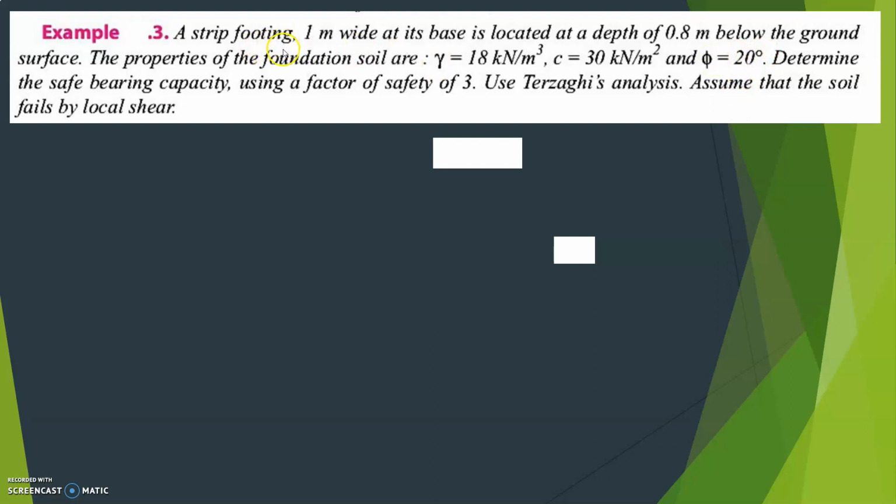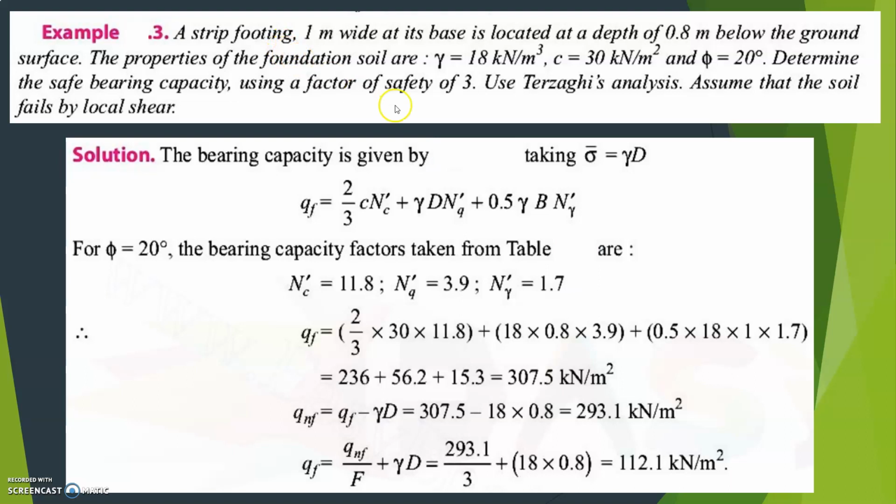And this is a strip footing. For the strip footing, the ultimate bearing capacity is given by c Nc plus γ d Nq plus 0.5 γ b Nγ. That is for general shear failure. Now for local shear failure, just consider 2/3 of C. C' is equal to 2/3 of C, and qf equals C' Nc' plus γ d Nq' plus 0.5 γ b Nγ'. So take the values from the table: Nc' is equal to 11.8, Nq' is 3.9 and Nγ' is 1.7, for phi equal to 20 degree.